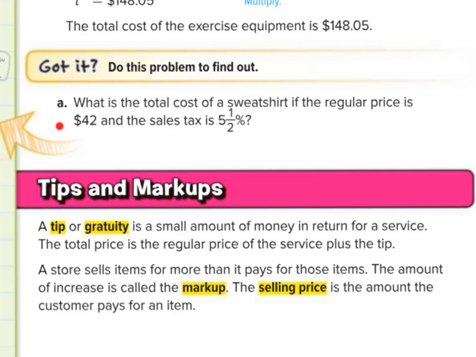Let's try it here. Make sure that you write this down. What is the total cost of a sweatshirt if the regular price is $40 and the sales tax is 5.5%? Okay, so we take $42 and we multiply it by 1 because I want to include my $42. I have to pay that.